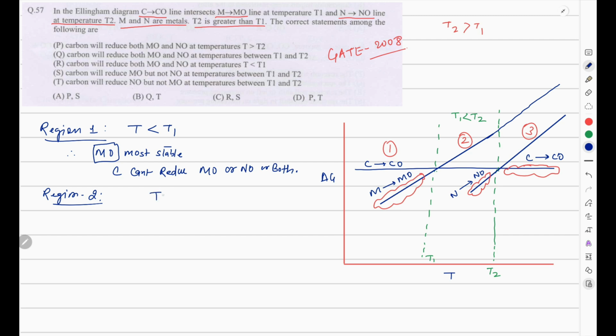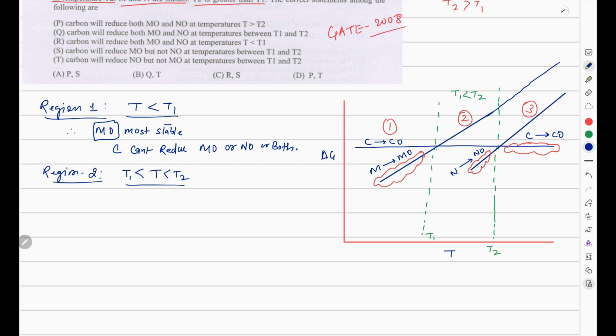Region 2, when the temperature is between T1 and T2. In this case, carbon can reduce only if it has the ability to form carbon monoxide. So, in this case, carbon monoxide is more stable with respect to MO. So it can reduce MO, but it cannot reduce NO because NO is a more stable oxide than carbon monoxide.